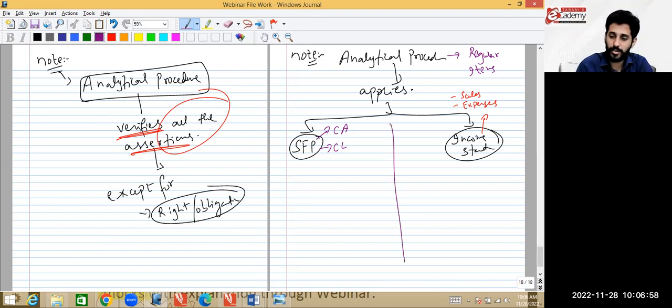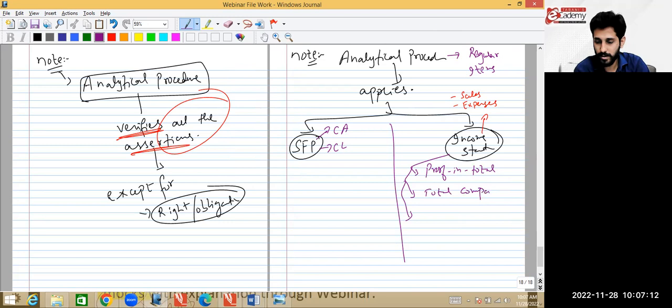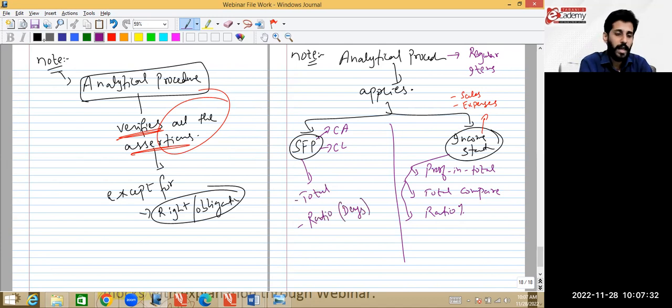So while applying the analytical procedure in the income statement, you can simply apply three things. That is proof in total, that is total comparison, that is ratio. I am writing in the next page, in the next case study, so you will be in a better position to understand. In SFP, you will have to write the total comparison and the ratios, which are the days. And remember, analytical procedure is actually the comparison with last year and the company budget, and you will be able to compare and analyze whether the treatments are correct or wrong. All right.